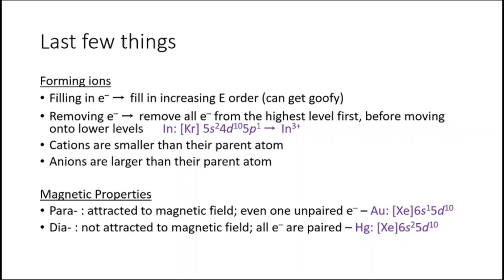The last few things I want to talk about in terms of Chapter 8 are these last concepts about forming ions and some information about these magnetic properties. And so when it comes to forming ions, first thing you have to remember, and again I've told you this many times throughout the semester so far, you cannot change the number of protons for an element. So the only thing you can do in order to create an ion is to change the number of electrons.